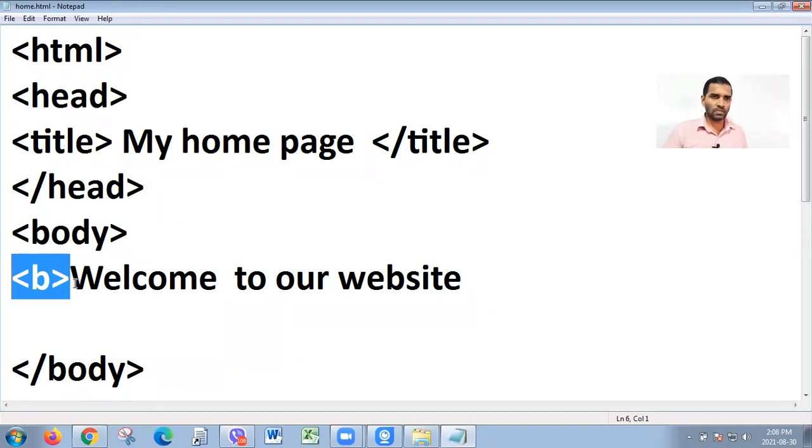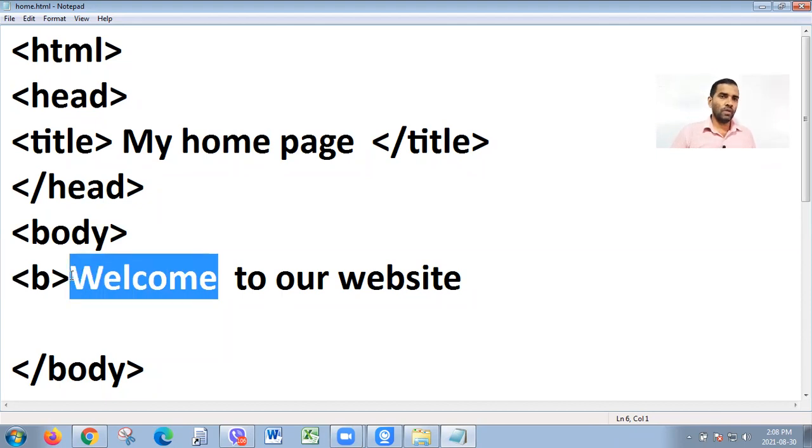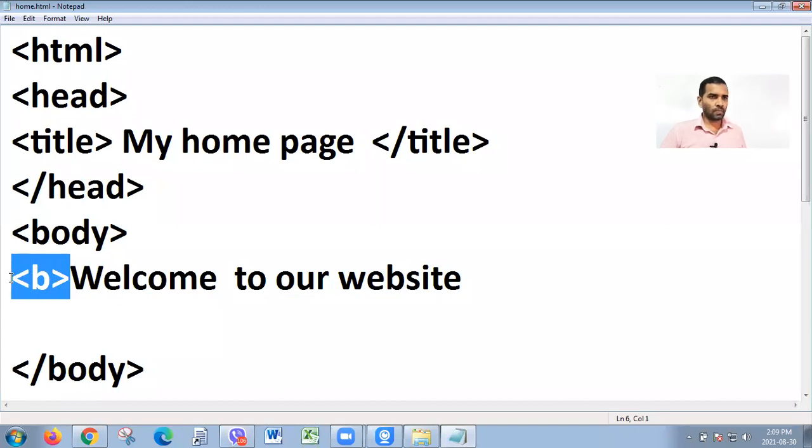So the bold effect starts here, but you have to define where it ends. Suppose you forget to mention the closing point or ending point, hereafter everything will be in bold. That may be the reason why we have to close the tag. Say I want to display only the word welcome in bold, not the entire phrase. I want welcome to be in bold. So I started the B here, but I forgot to close it. See what happens. Without the closing tag, you can have the output, but you cannot get the expected output. That may be the issue.